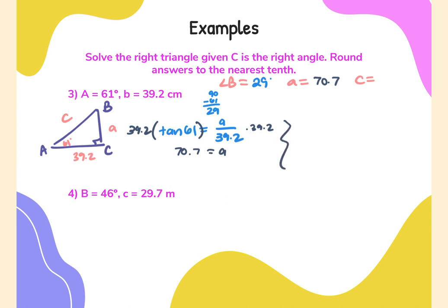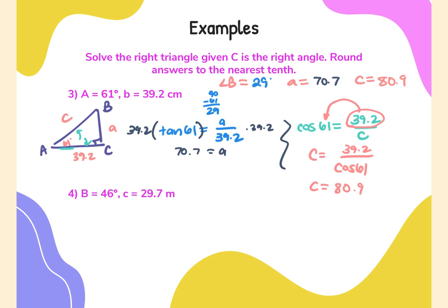And then side C, I would use again what they originally gave me. So angle 61, C is the hypotenuse, 39.2 is adjacent. So I use cosine. Cosine 61 equals adjacent, 39.2, over hypotenuse. When the value's in the top, I divide the value by the cosine of the angle. So in the calculator, I'm going to do 39.2 divided by the cosine of 61. And I get C is 80.85, so that's going to be 80.9.